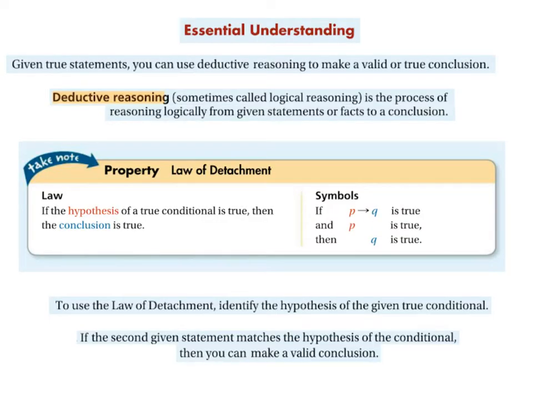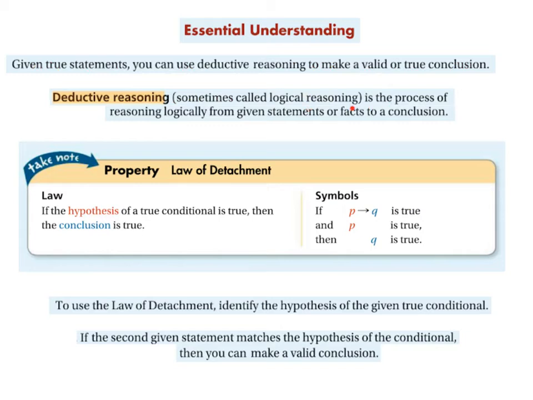Okay, we have two big ideas today that are called the law of detachment and the law of syllogism. We'll start with detachment. Given true statements, you can use deductive reasoning to make valid or true conclusions. So if P implies Q, if we have a conditional that we know is true, that if you knew P was true, then you know Q is true. And then you know P is true, then you know Q is true. It's pretty straightforward, okay?